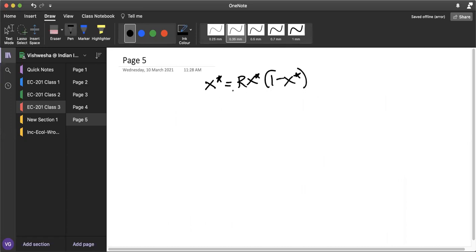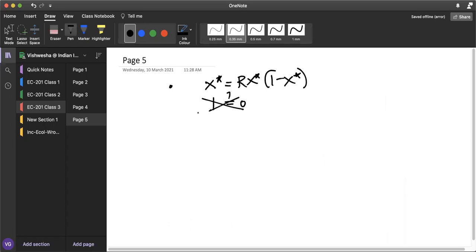We want to find all values of x star when this equation is correct. If I put x equal to 1, what happens to the right hand side? The right hand side becomes 0. What happens to the left hand side? It will be 1. So 1 is equal to 0? Is that correct? No, it's not correct, right?